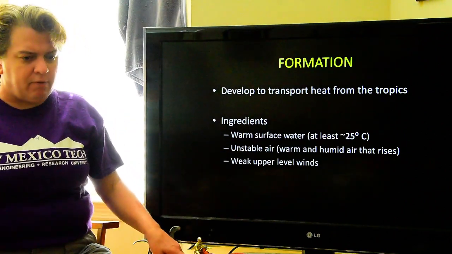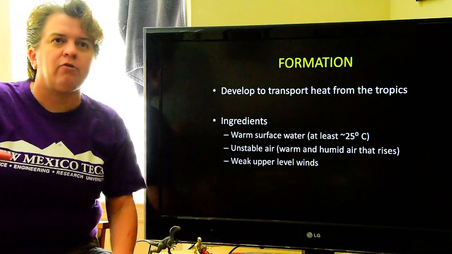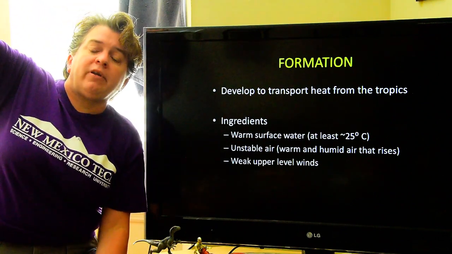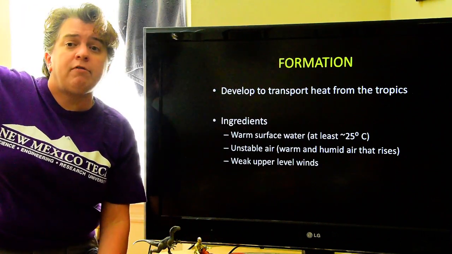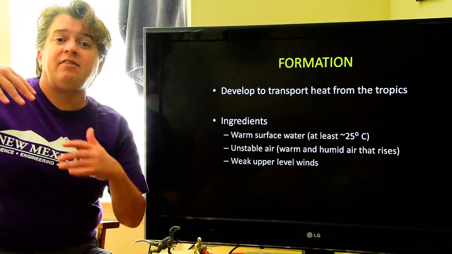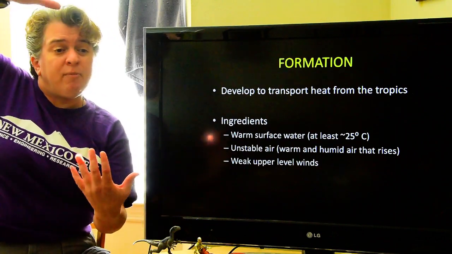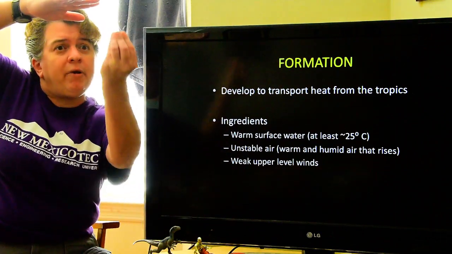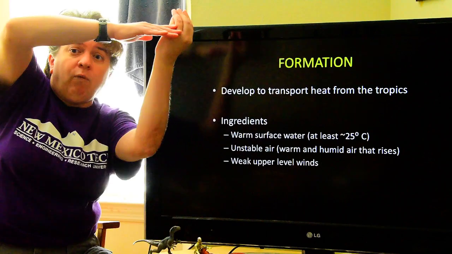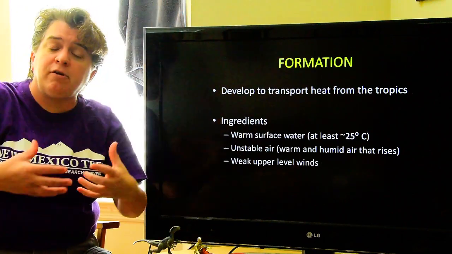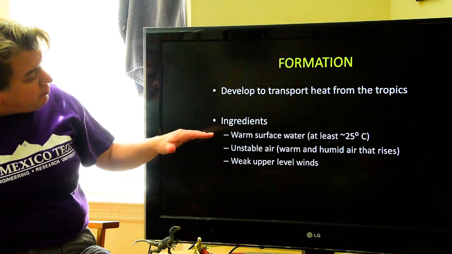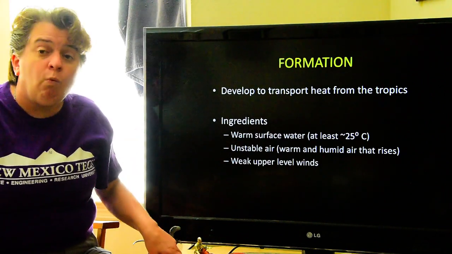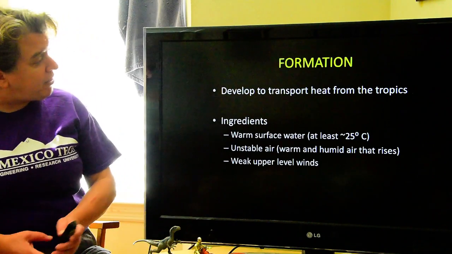And you're probably like, but hurricanes have strong winds. Well, we're talking about when you get into the upper levels of the troposphere, you don't need strong winds there, because that will basically decapitate a hurricane. A hurricane needs this warm air rising, and if you have strong winds, it disrupts that so you don't develop the storm. So weak upper level winds, unstable air, and warm water are the ingredients to make a hurricane.